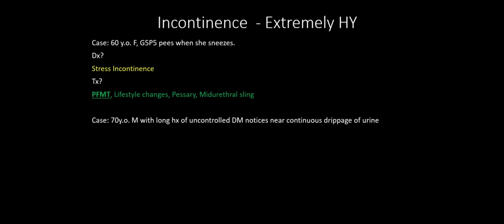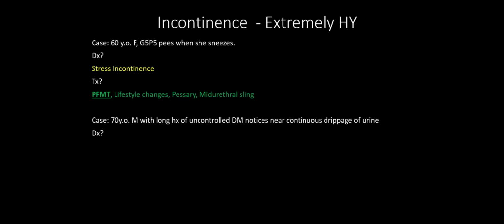So now we'll move on. 70-year-old male, long history of uncontrolled diabetes mellitus. He notices nearly continuous drippage of urine. What's that make you think of, Mike? Is this overflow incontinence with neurogenic bladder?